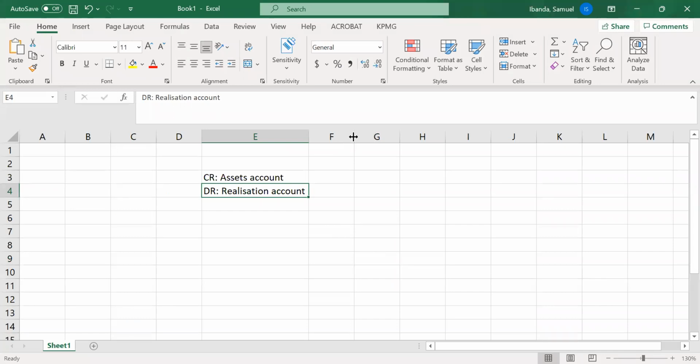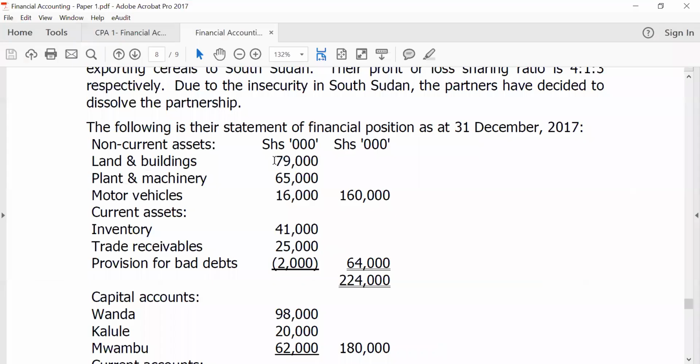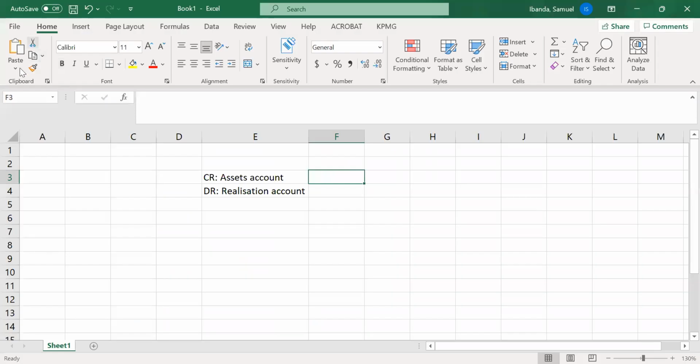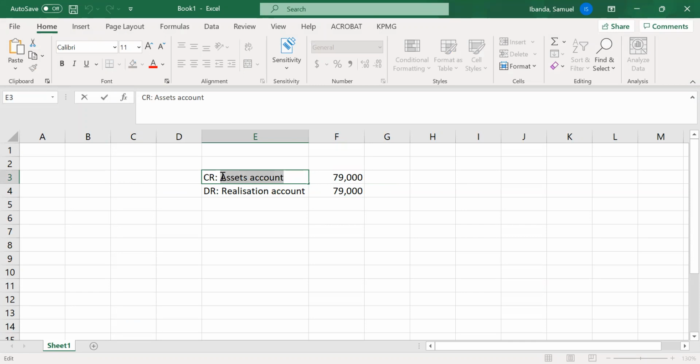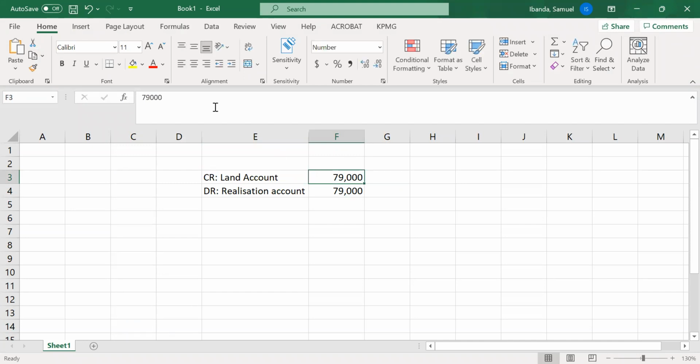Now, we know very well that if, for example, we have land and building, and land and building is 79 million, but now it's 79,000 because of the degree of precision. So the double entry here will be you crediting your land account with the 79,000. This is how it will basically be.